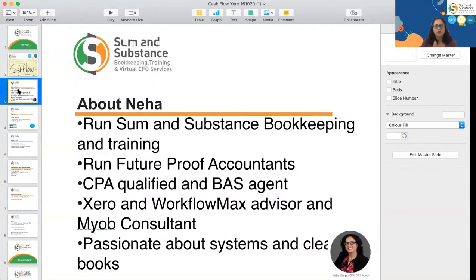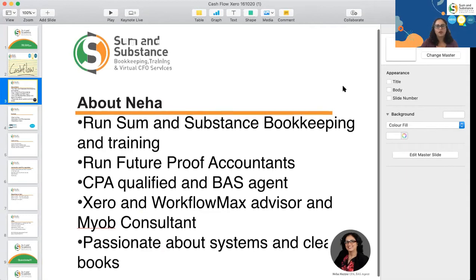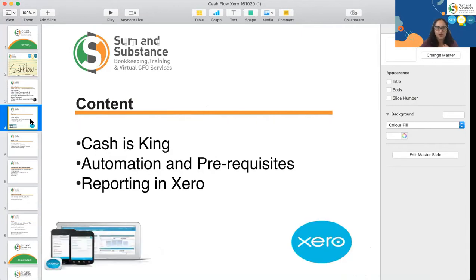Beautiful. Before we get started onto the real deal, I'll talk a little bit about myself. My name is Neha. I run a bookkeeping and training business called Sum and Substance, where we lay a lot of stress on automation, efficiency, reporting, making sure the compliance is done in timely manner, and train on a lot of accounting softwares. Also run future-proof accountants, where we assist accounting firms in embracing the cloud technology. I'm CPA and BAS agent myself and work very closely with Xero, MyOb, Workflow Max, and super passionate about systems, as I was talking about.